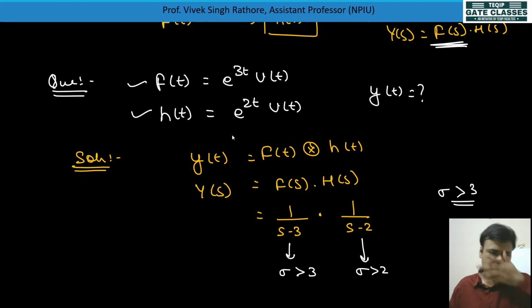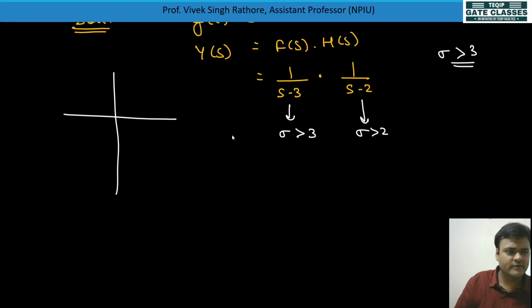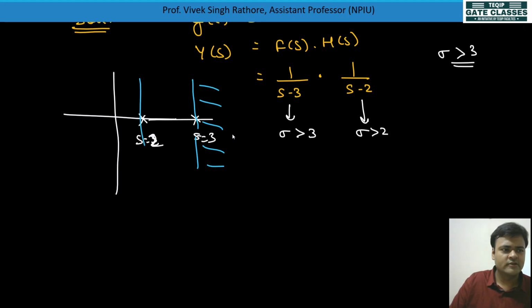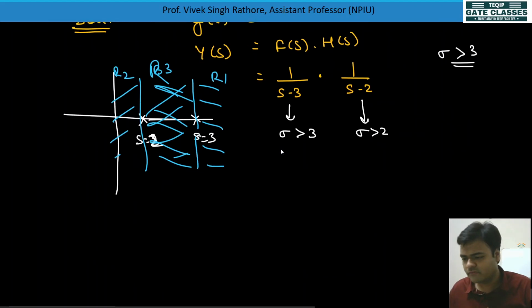So one pole is at s equal to 3, and one pole is at s equal to 2. The number of possible inverse Laplace ROCs that can be formed are R1, R2, R3, three ROCs. It means three inverse Laplace transforms can be formed.